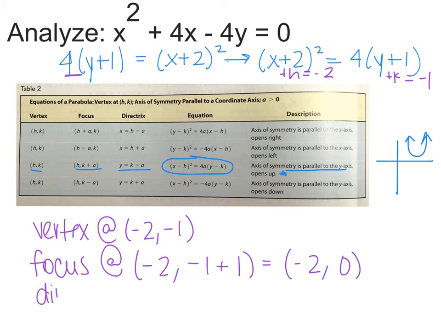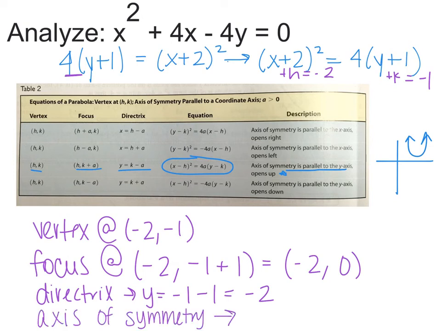My directrix is at y equals, so k is negative 1 minus 1. So that's y equals negative 2. And my axis of symmetry is going to be parallel to the y-axis, which means that it's going to go through the x value that is in my vertex and my focus. So my axis of symmetry is going to be x equals negative 2. So let's graph this thing.